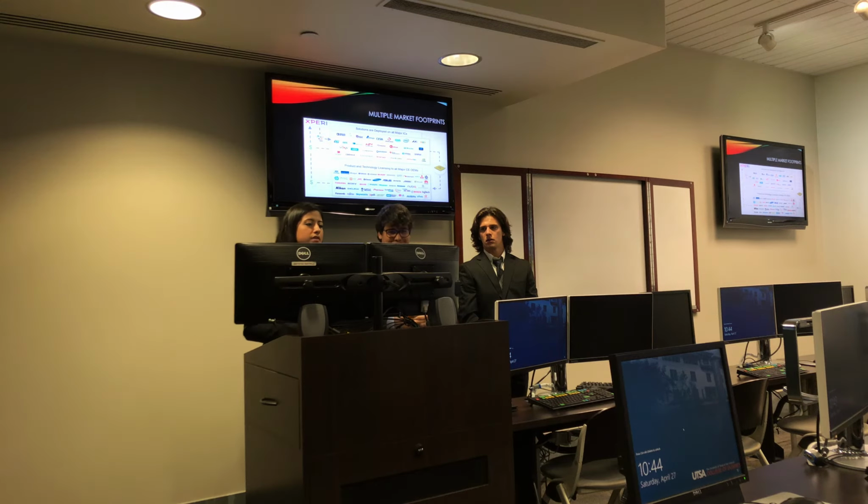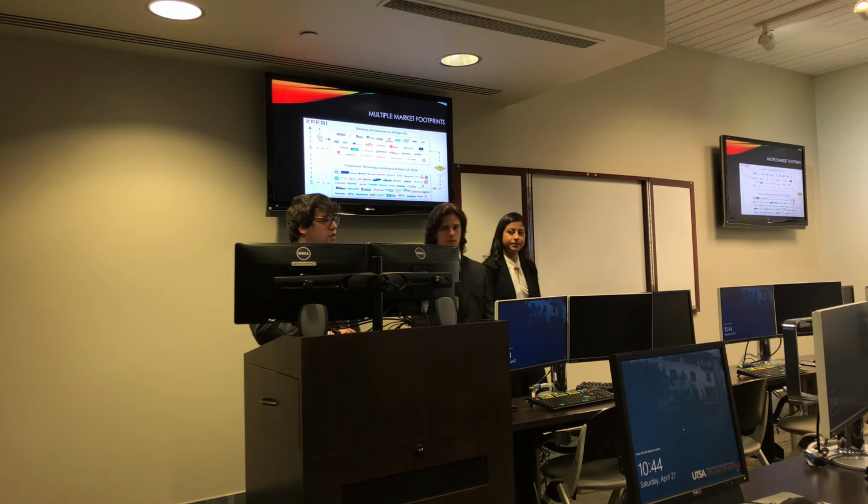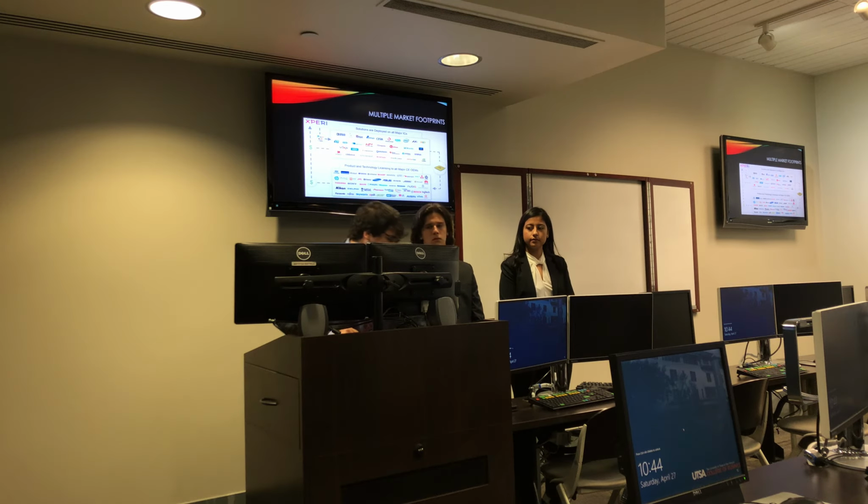And next will be multiple market footprints. All right, guys. So this is kind of an overview of the multiple market footprints. So there's probably a lot of brands on there that we recognize. Xperi has their foot in a lot of different markets.